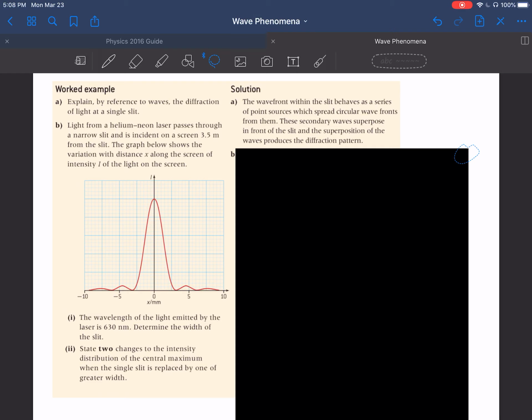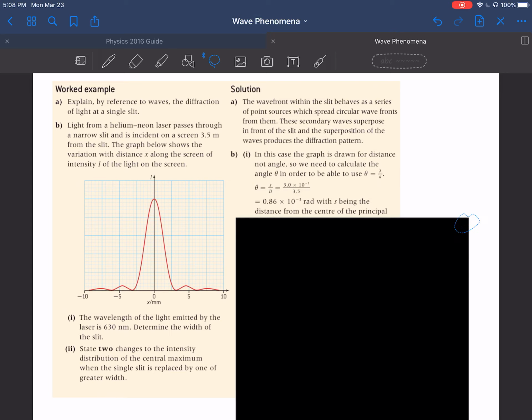All right, so you're given a graph here, and you're asked to determine the width of the slit. In order to do that, I'm going to give you a pause if you need some time to try the problem, and pause the video.